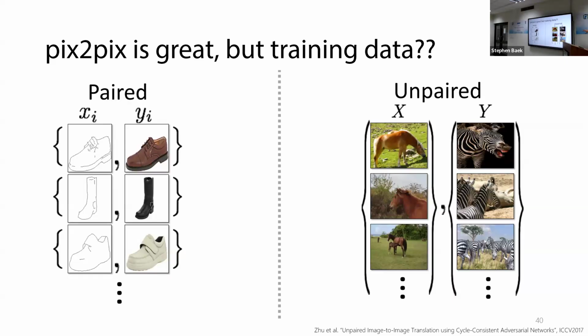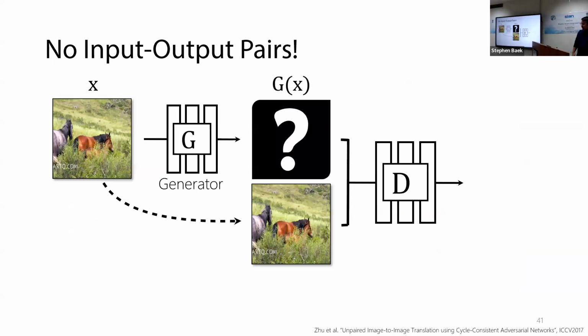So for those unpaired data sets, we have a set of images of horses and a set of images of zebras, and they're not necessarily one-on-one. There's no one-on-one correspondence. So how we can leverage this kind of data set is really the idea of the algorithm that we're trying to explore. Again, since we do not have the input-output pairs, the previous pix-to-pix formulation is not available for this kind of problem.